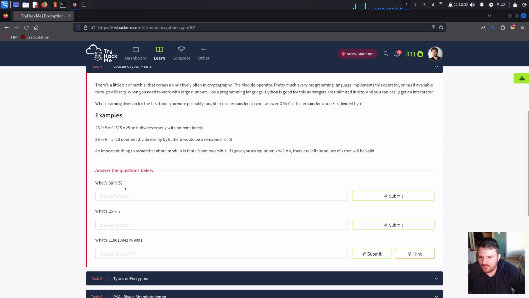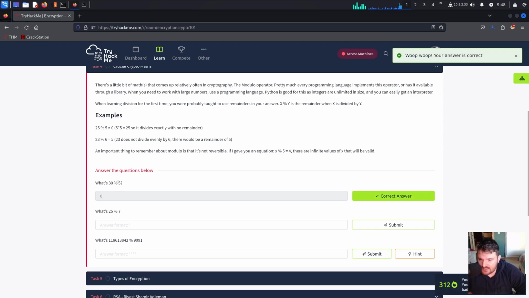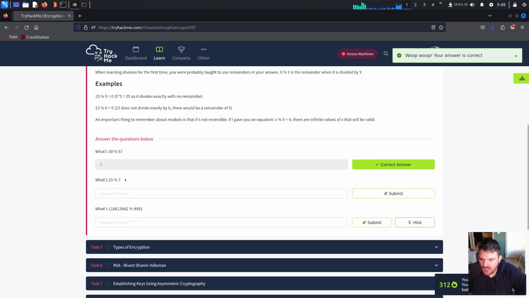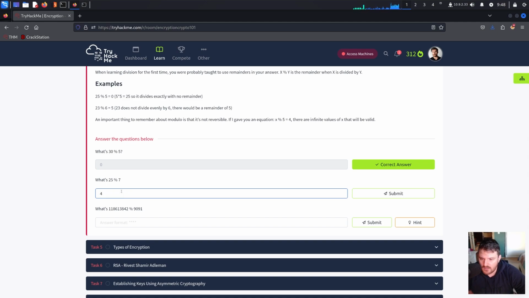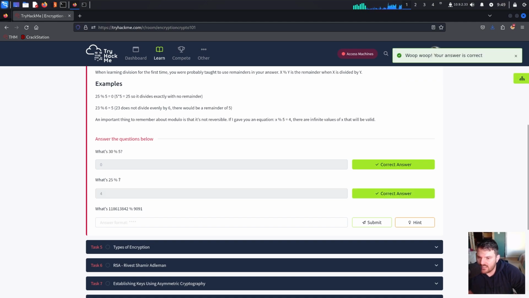What's 30 modulo 5? This is 0, right? Because 6 multiplied by 5 is 30. What's 25 modulo 7? 25 divided by 7 is 3, which is 21. And then the remainder, 25 minus 21, is 4.